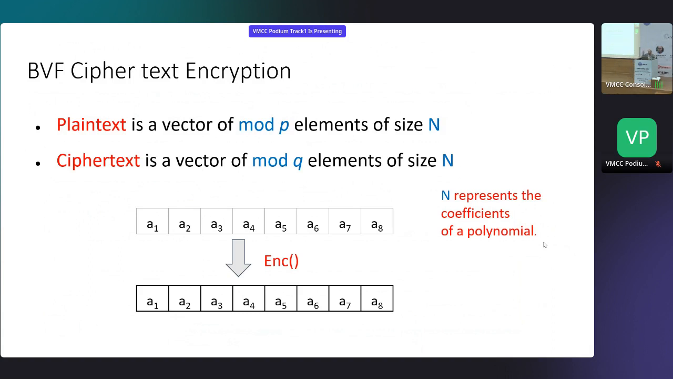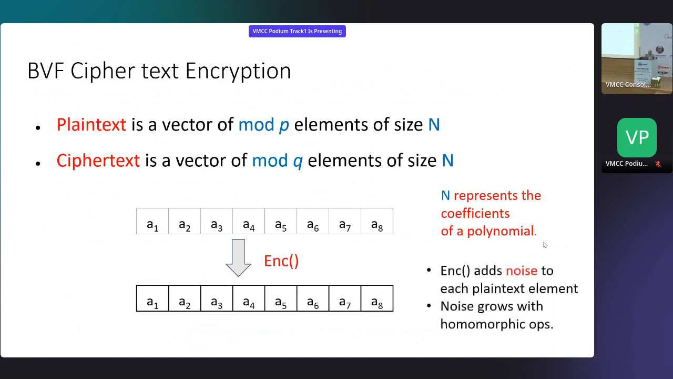And I'm going to give you some constraints on them that are needed to ensure correct, efficient encryption. Basically, the encryption adds some noise to each of these entries. And as you do more operations on the entries, you increase the noise. As a result, your accuracy reduces. So you have to be careful not to do too much of it.